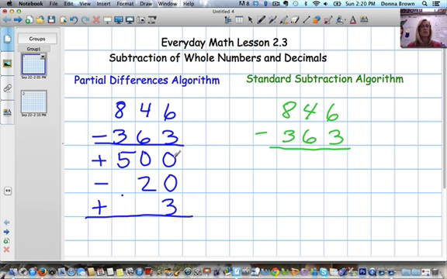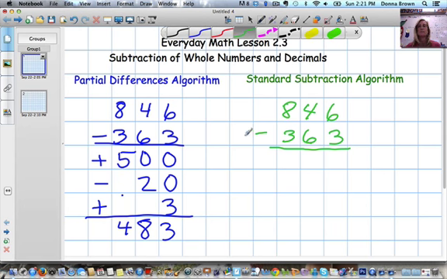So now I'm going to start at the top right here, at this row, and it says 500, a positive 500. So what's 500 minus 20? 480. 480 plus 3 would be 483. So that's the process for partial differences. And now let's take a look at the standard algorithm and see how they're different.